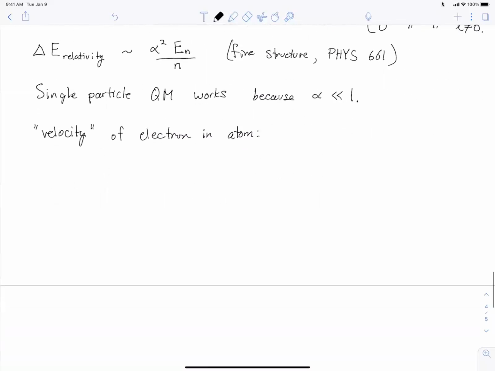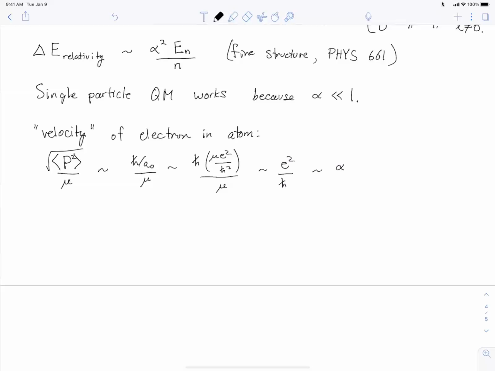Okay, and I'm putting velocity in quotes, and one reason for that is you could define it to be the expectation value of the momentum squared, square rooted, to give an actual number that's momentum, divided by the mass. And so that's very roughly h bar over the Bohr radius divided by the mass, which you can rewrite as h bar mu e squared over h bar squared divided by the mass. And so that's e squared over h bar, which is the fine structure constant times the speed of light.